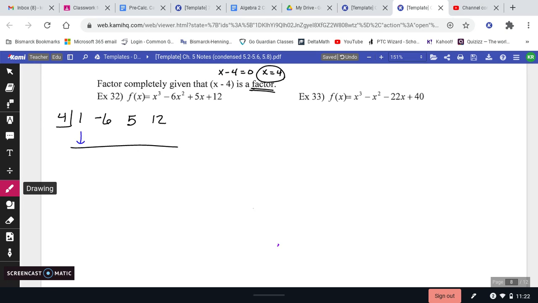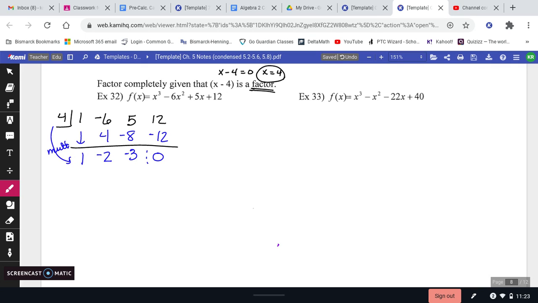Okay, so you're going to bring down your 1. So 1 comes all the way down. Now you're going to multiply. So 4 times 1 is 4. You're going to add. You're going to multiply, add, multiply, and add. Now what's going to happen is this very last value is going to be a 0. So you're going to have a remainder of 0. That is a good thing.